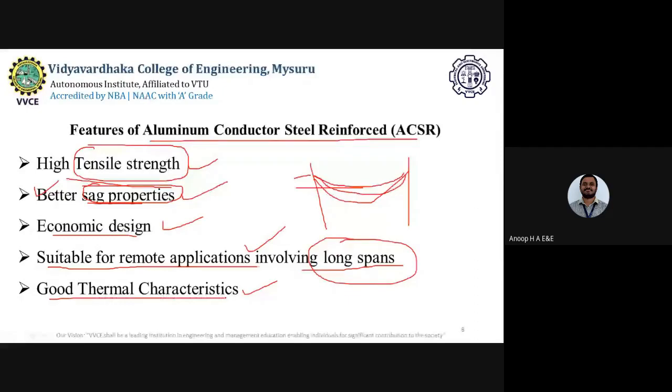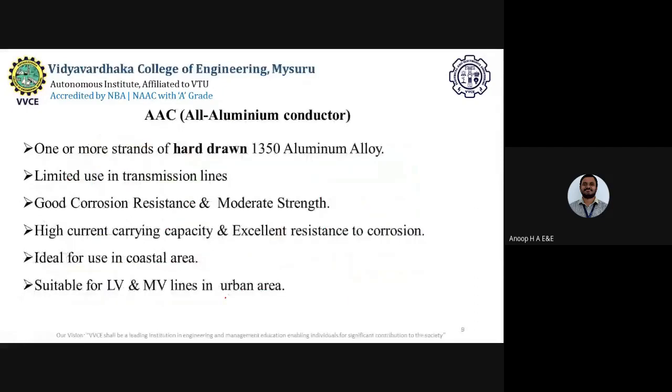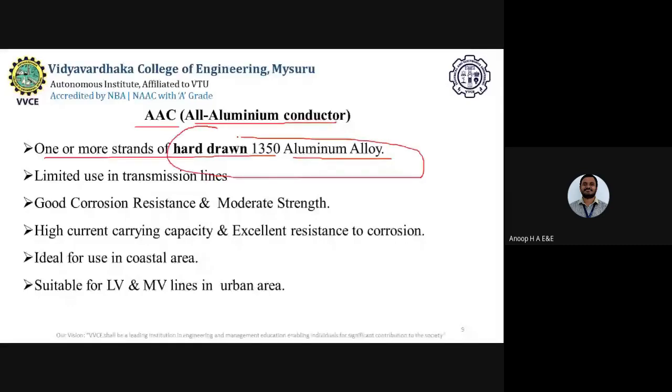Next one we have the typical AAC. What do you mean by AAC? All aluminum conductor. One or more strands of hard drawn 1350 aluminum alloy is used in this case. What you see here are the aluminum alloy conductors. All the conductors are aluminum, but hard drawn.